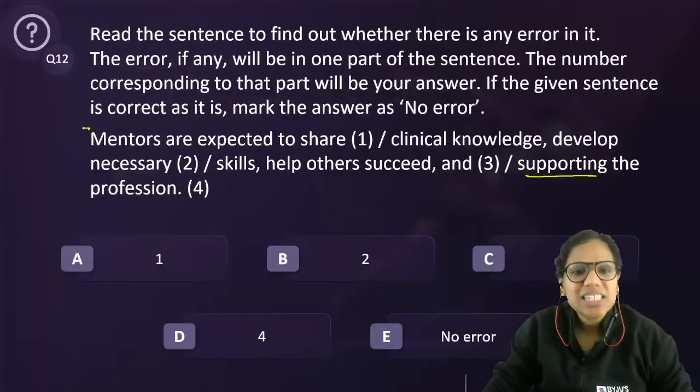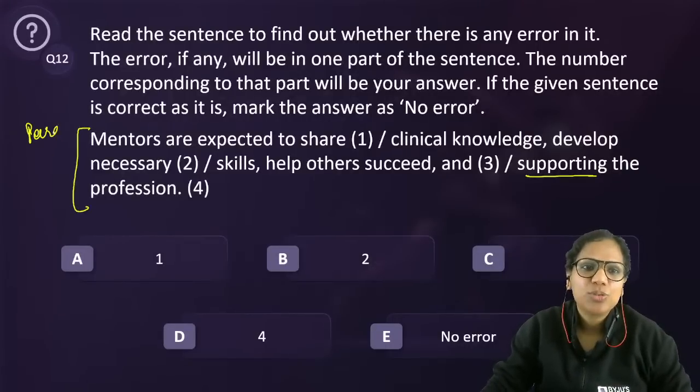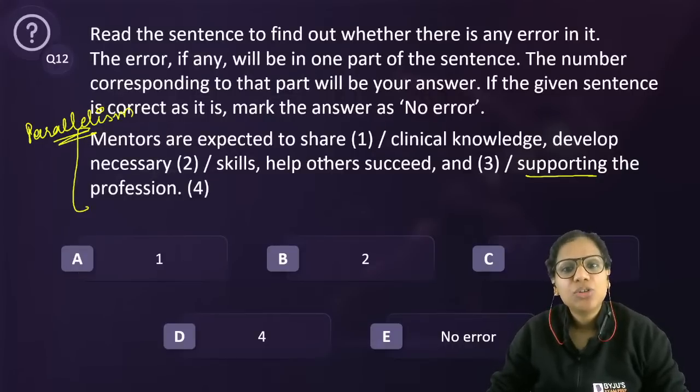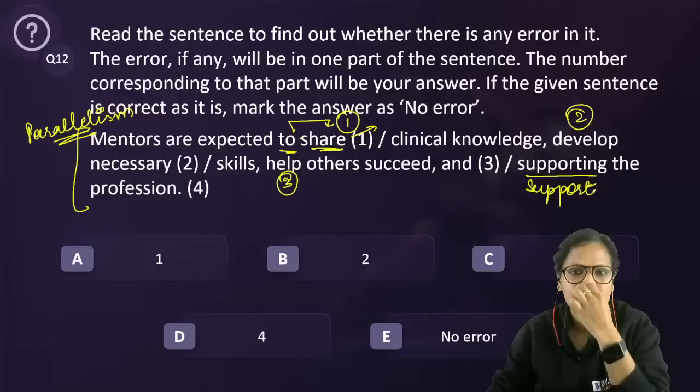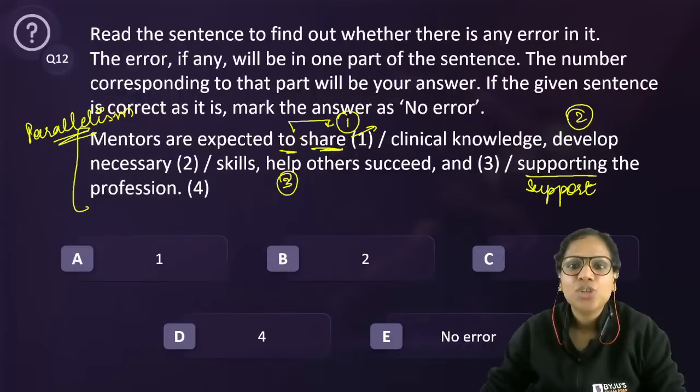Now, this is a parallelism question. Remember, I wrote modifiers and parallelism in the beginning. Mentors are expected to share clinical knowledge, develop necessary skills, help others succeed. So when all of this is in the base form of the verb, share, develop, help, then this should also be support. Why should it be with an ing? So this is parallelism.